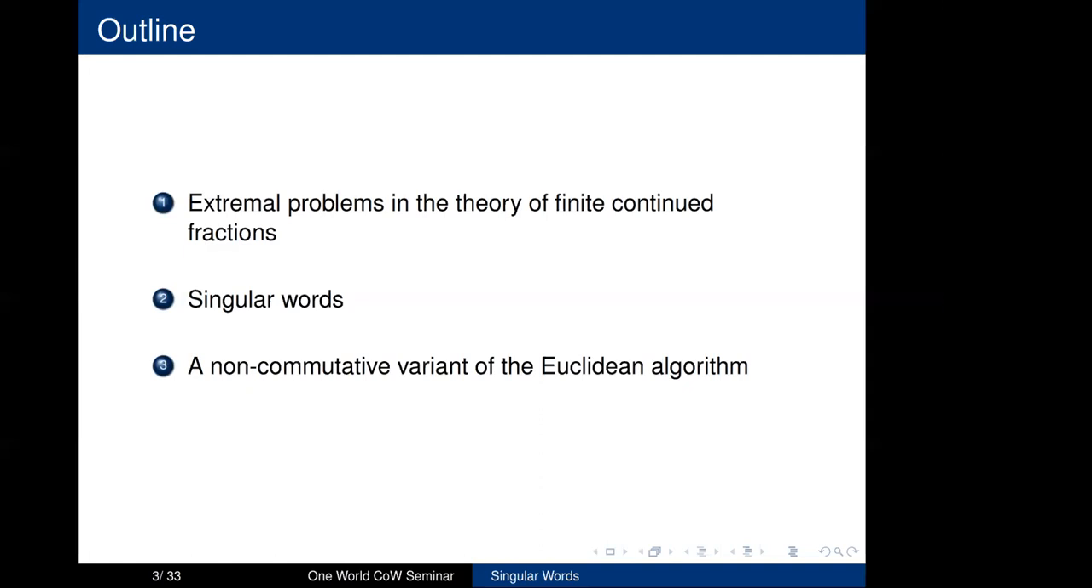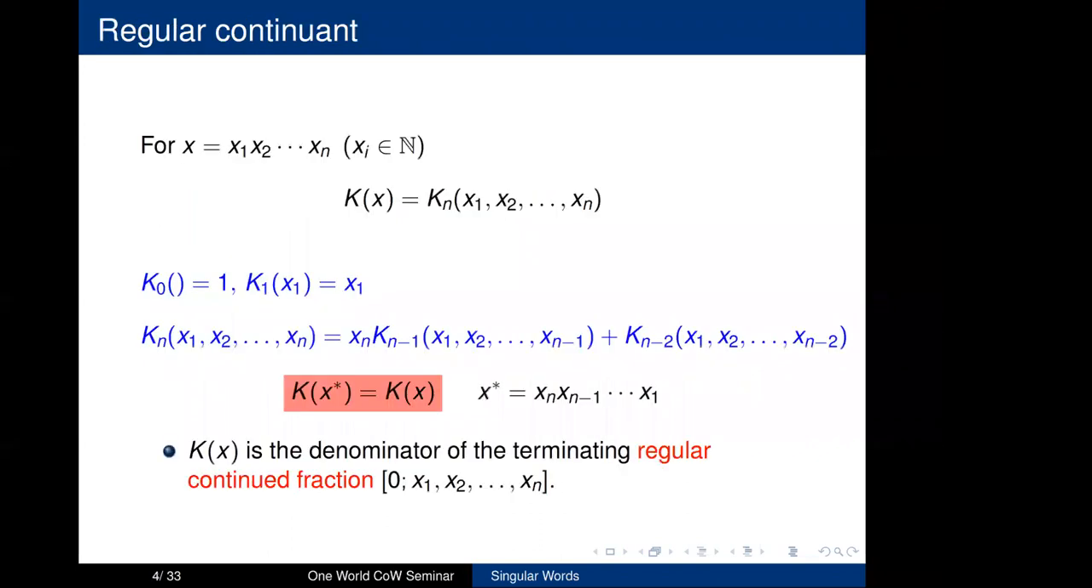In fact, I won't talk about the combinatorial algorithm, but I will talk about the Euclidean algorithm, and it'll turn out to be a non-commutative variant of the usual Euclidean algorithm. Okay, so let me start by introducing some of the main actors involved.